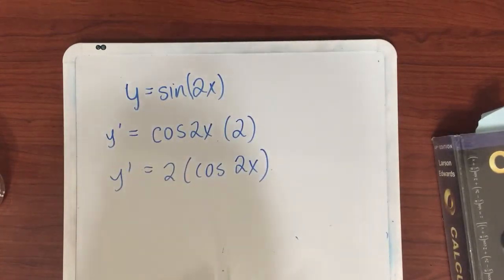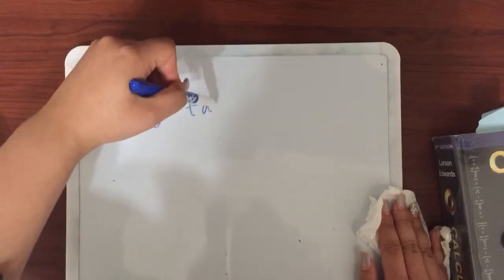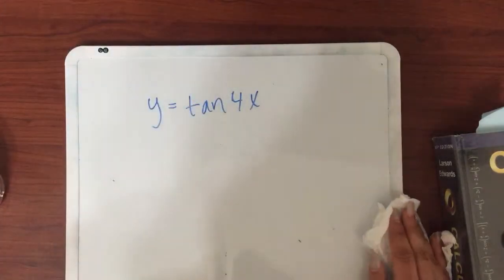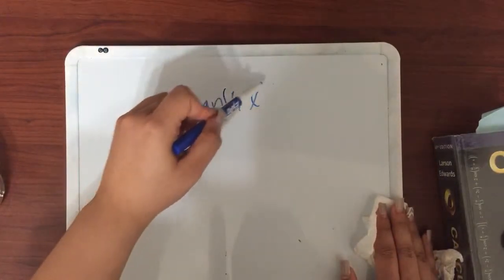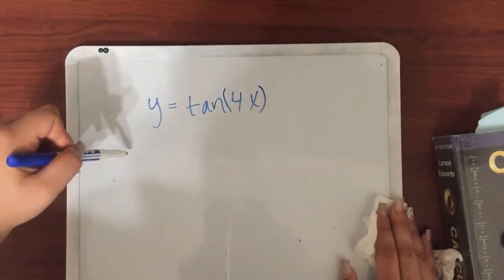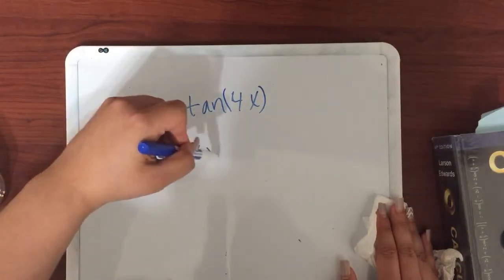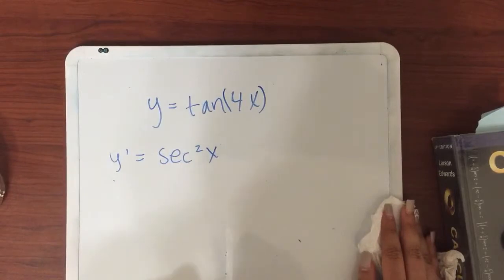And now let's try one more. Let's try y equals tan of 4x. So 4x is the inside. We're going to take the derivative of tan, which is secant squared x, because remember the rule, secant, tan.